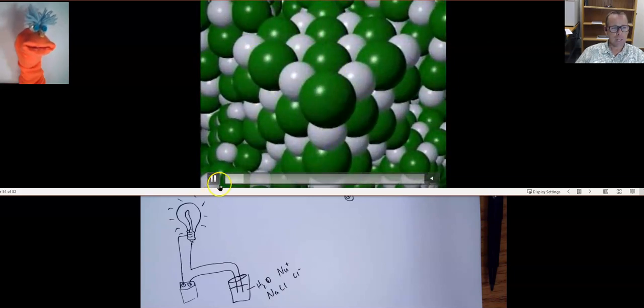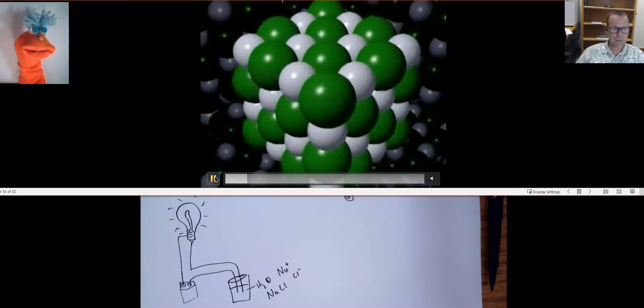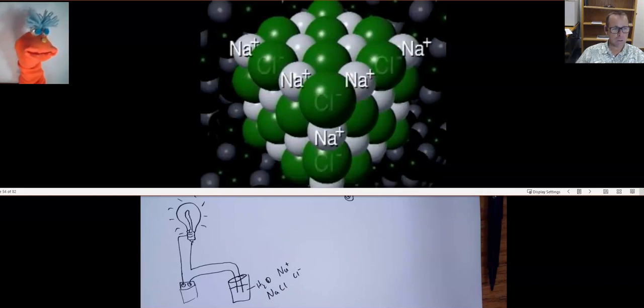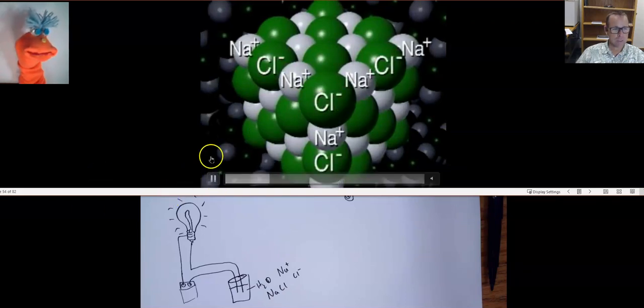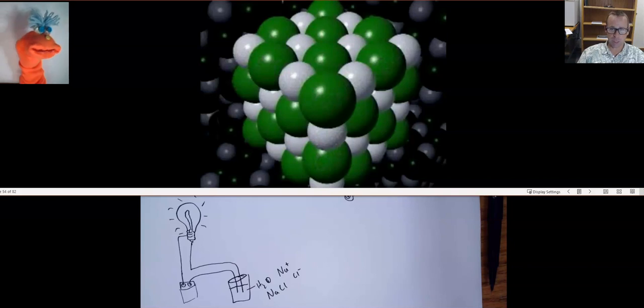Here we're taking a crystal of sodium chloride. Okay, this is a crystal of sodium chloride, and the sodium ions are the small ones, and the chloride ions are the green ones, the larger ones. Chloride ions are larger because they've gained an electron. Sodium ions have shrunk because they've given up an electron. We talked about that previously.